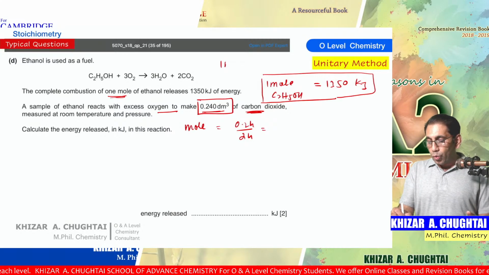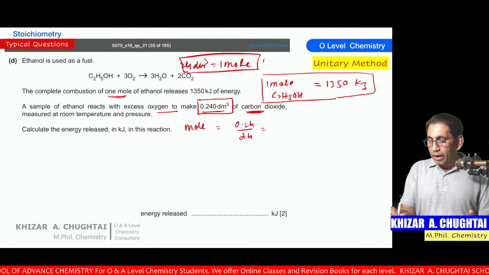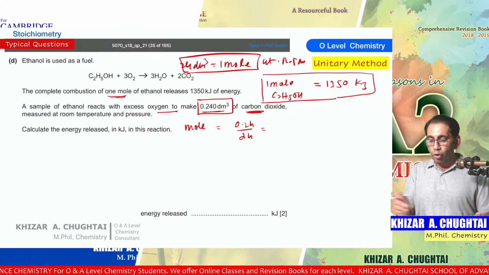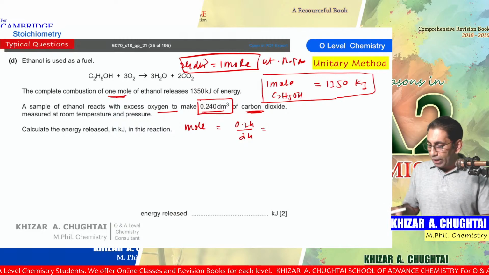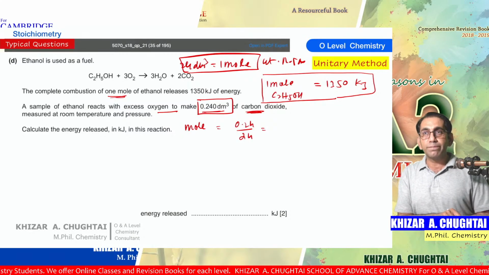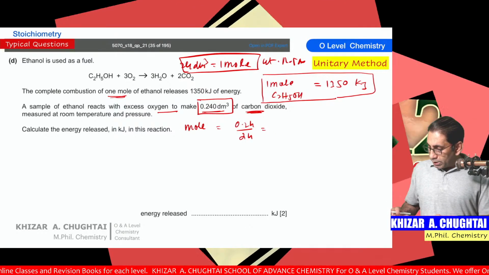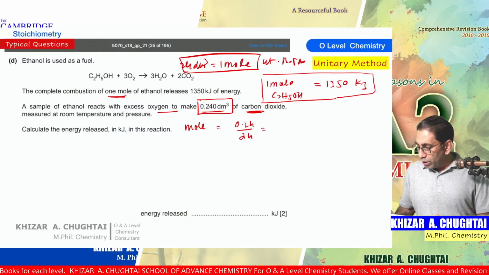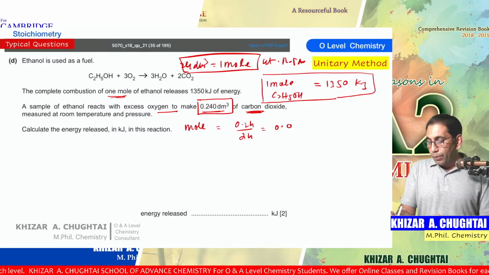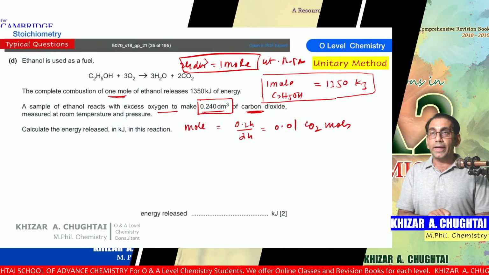You know, 1 mole, or you can say 24 dm cube, is equal to 1 mole of a gas at RTP, at room temperature and pressure. Any gas that is having 24 dm cube of volume will be equal to its 1 mole, right? Okay, 0.24 divided by 24 is equal to 0.01. 0.01 mole of CO2. CO2 moles are over here.